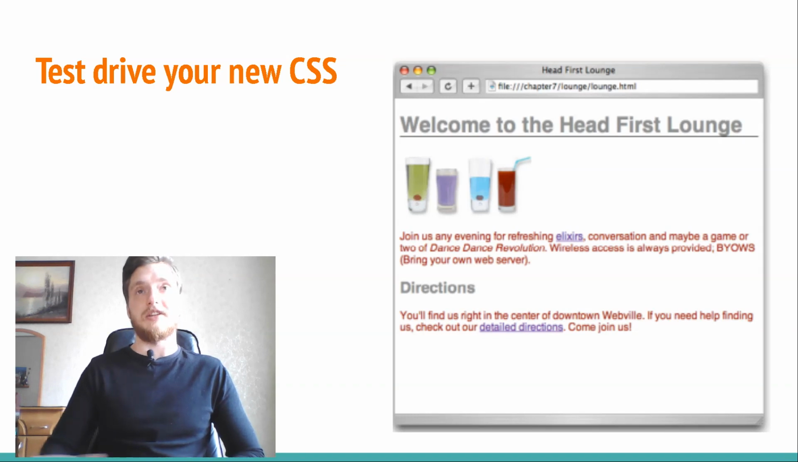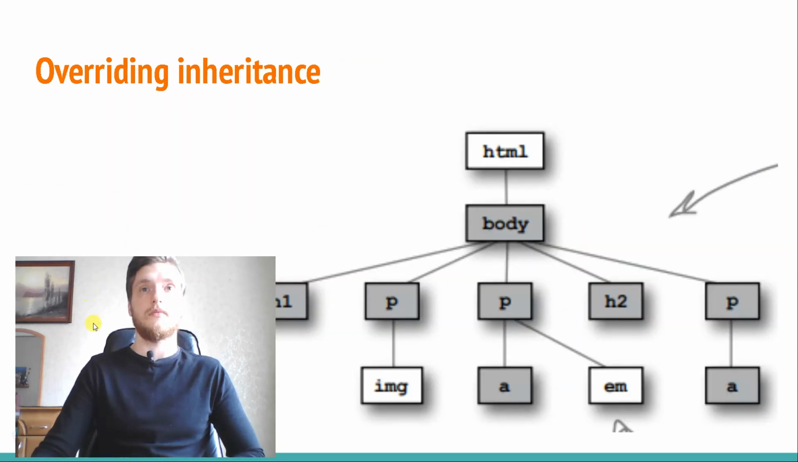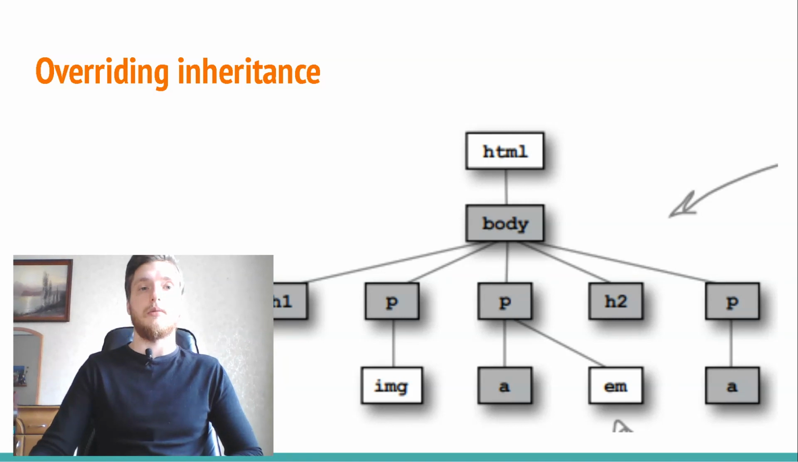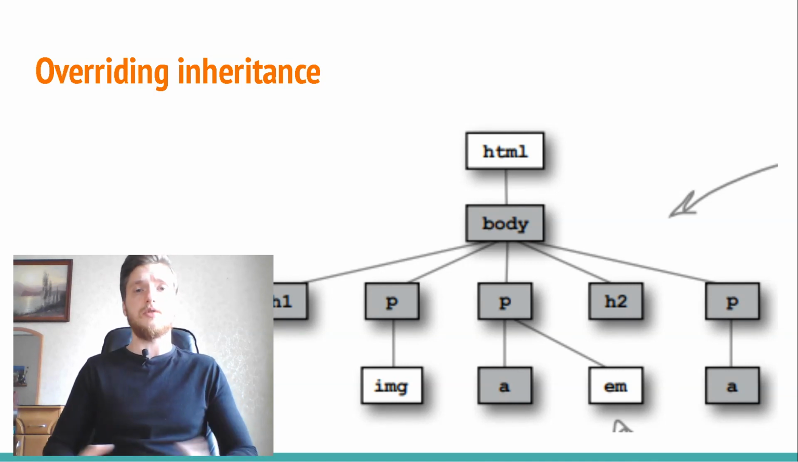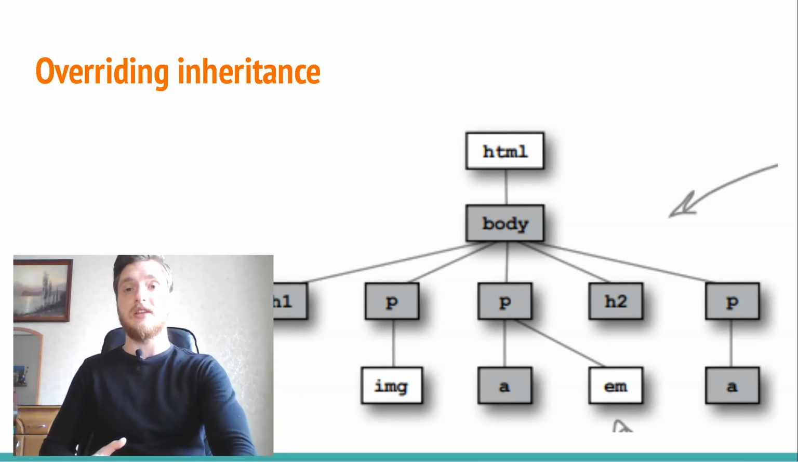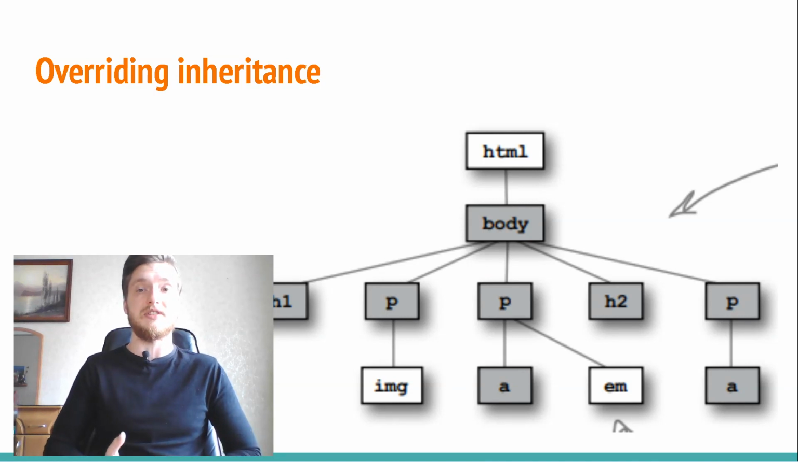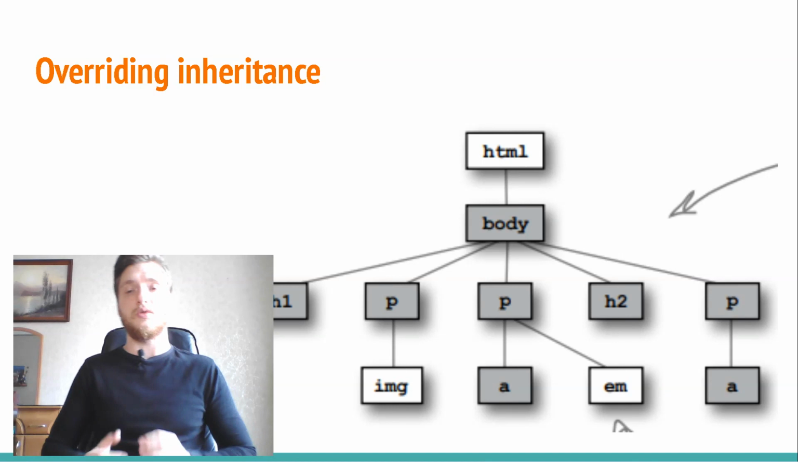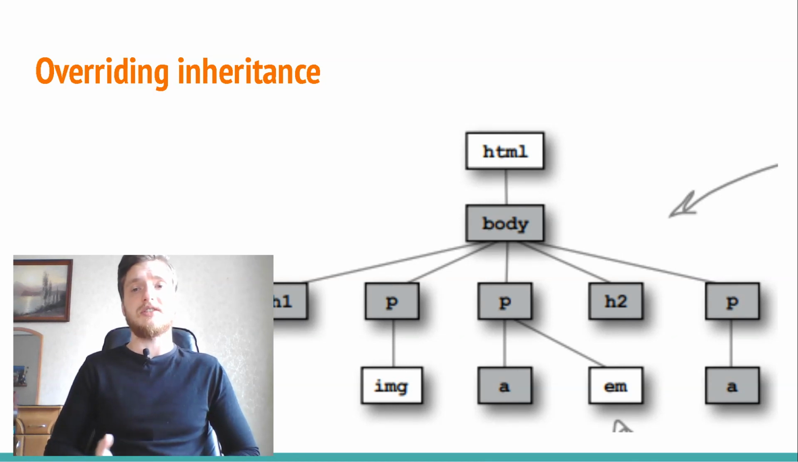Overriding inheritance. By moving the font family property up into the body, you set that font style for the entire page. But what if you don't want the sans-serif font on every element? For instance, you could decide that you want the em elements to use the serif font instead. The font family property is set in the body rule, so every element inside the body inherits the sans-serif font family property from body. But you've decided you want your em elements to have the serif font family instead.